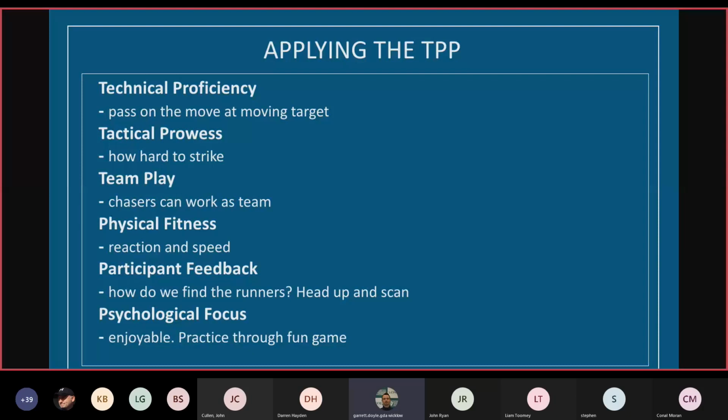Tackle prowess, well, if they're moving at this speed in this direction, I need to strike it this hard. So again, there's a bit of decision making. Or maybe I won't try to hit that guy. That's too difficult. I'll turn back around and go for someone else.